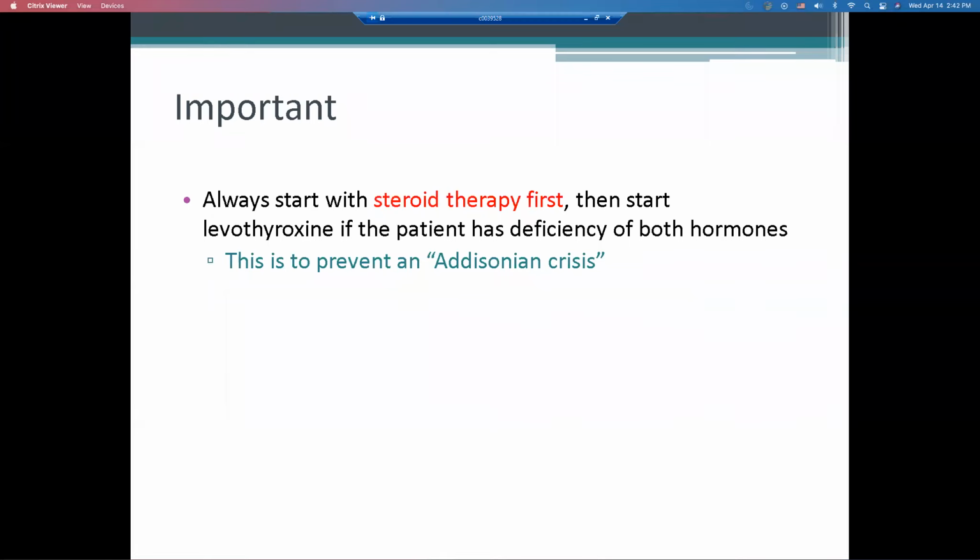Now, whenever you have a patient with combined adrenal insufficiency and hypothyroidism, always start with adrenal hormone replacement first and then give thyroxine. This is the general rule to avoid Addisonian crisis.